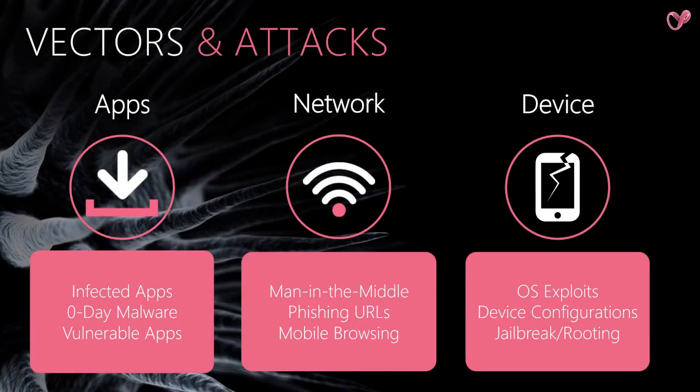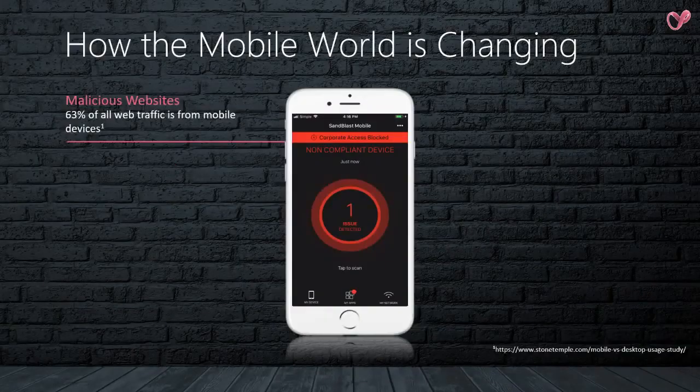So these are the three major vectors, and we are going to see one by one how we mitigate these problems, and how the mobile world is changing now. There are lots of malicious websites. You can see 63% of all web traffic is coming from mobile devices only. So we need to check URL reputation, phishing and everything, to see whether any malicious things are going on in your mobile.